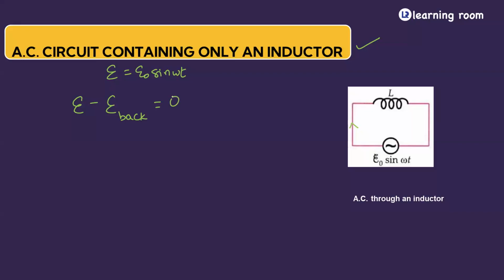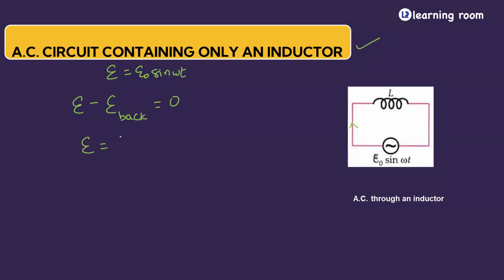Why it is 0 is basically, see, had there been a resistive element, you would have written it as I into R, because V is equal to IR according to Ohm's law. But in this case there is no resistive element, there is only an inductive element present. So E minus E back means the back EMF is equal to 0. So E will be equal to the back EMF.